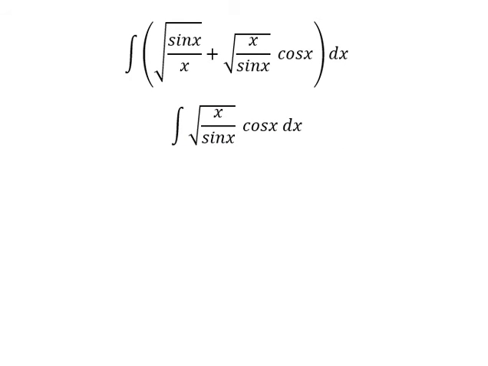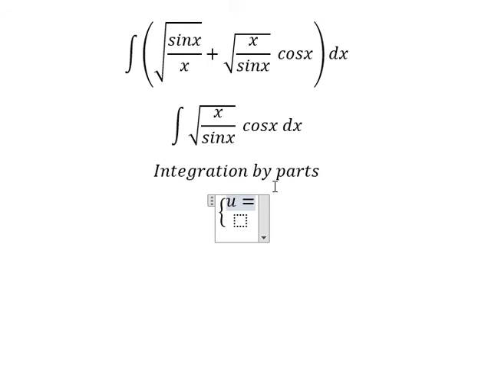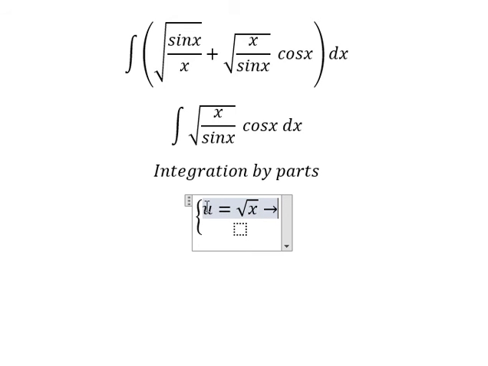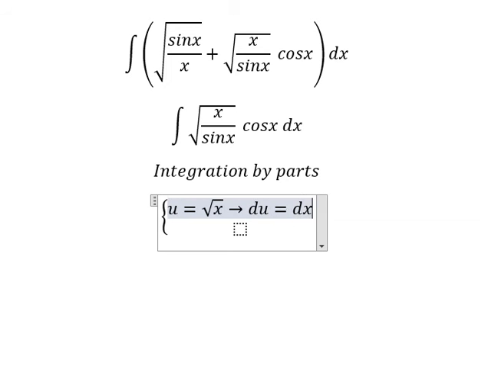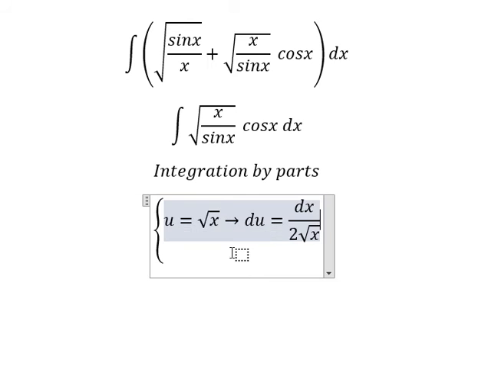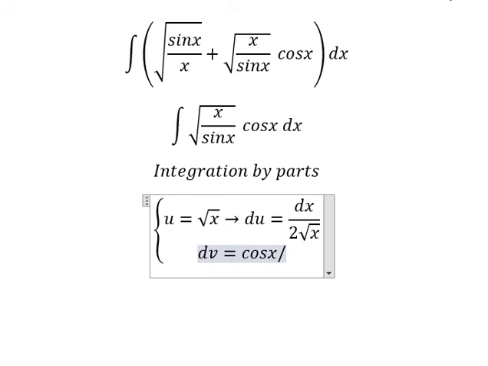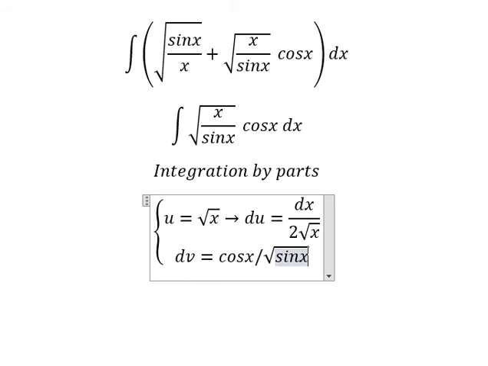So we can use integration by parts. I will put u equals the square root of x. Later, we take the derivative of both sides, and we have dx over 2 times the square root of x. For dv, I will choose cosine x over the square root of sine x dx.